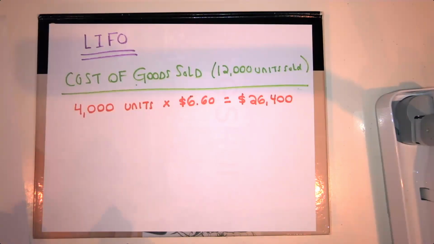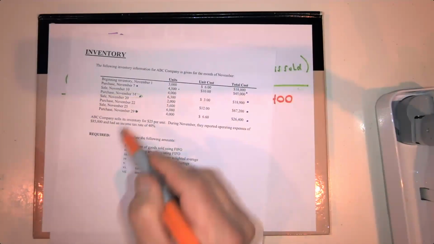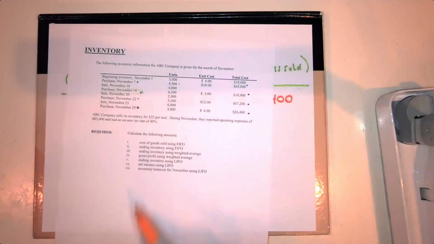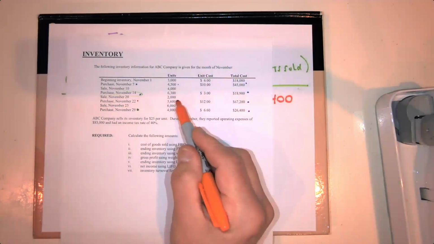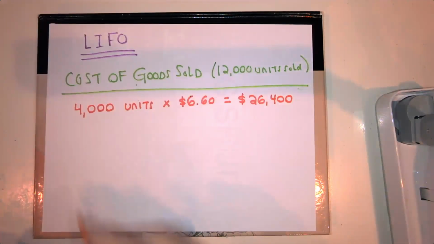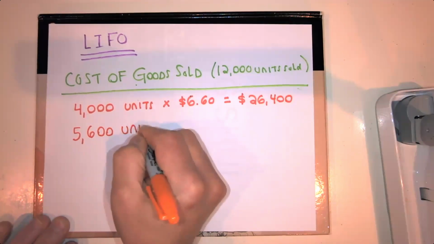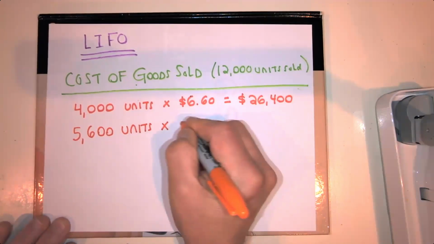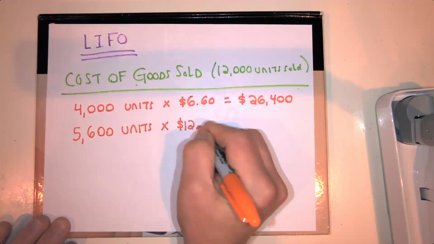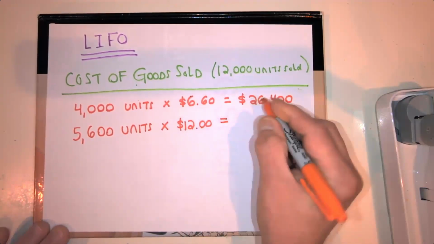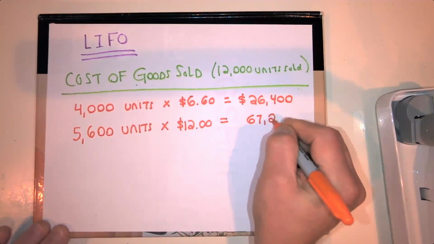But we're not done, right? We got to account for 12,000. So I go to my next newest purchase. The purchase on November 22nd of 5,600 units. So I'll take those 5,600 units, each costing $12. 67,200.